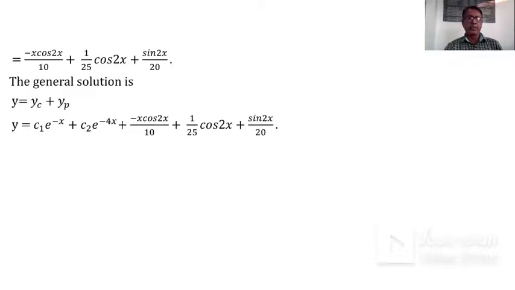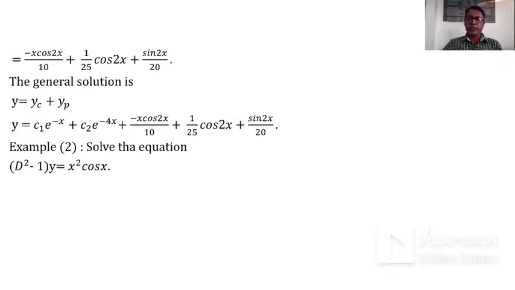And then we write the general solution, y is equal to yc plus yp. Therefore, y is equal to c1 e to the power minus x plus c2 e to the power minus 4x plus minus x cos 2x upon 10 plus 1 upon 25 cos 2x plus sine 2x upon 20. This is the general solution of the given non-homogeneous differential equation in which q of x is of the type x into v. We see another example.